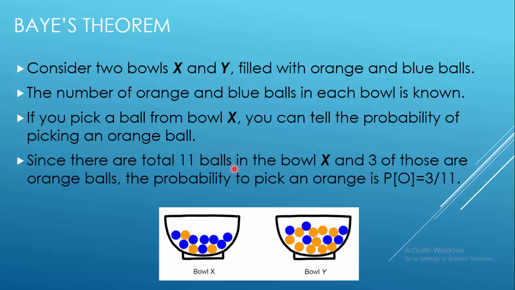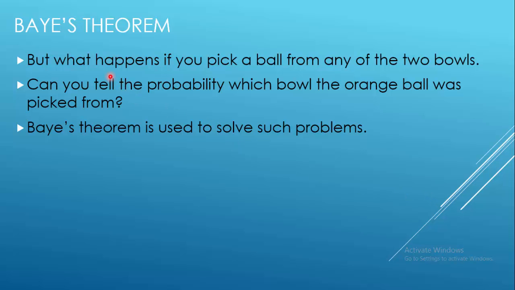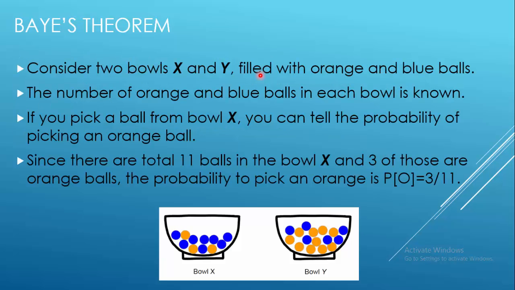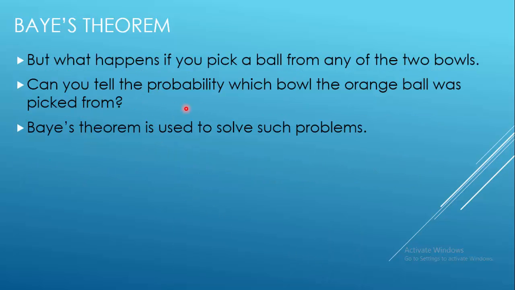Since there are 11 balls in the bowl X, in this bowl we have got 11 balls and 3 of those are orange balls. You can see the 1, 2 and 3. The probability to pick an orange ball is 3 divided by 11. But what happens if you pick a ball from any of the two bowls? So you don't know which bowl you have picked the orange ball from, bowl X or bowl Y? Can you tell the probability which bowl the orange ball was picked from? So Bayes' theorem is used to solve such problems.